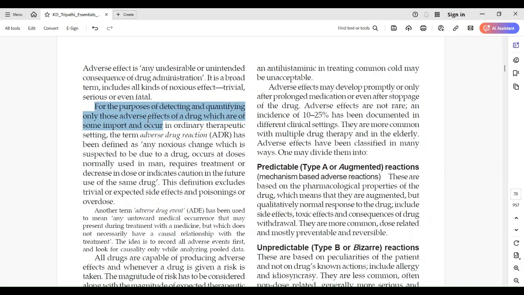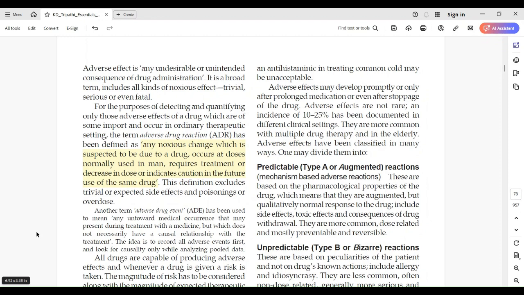For the purpose of detecting and quantifying only those adverse effects of a drug vehicle which are of some import and occur in an ordinary therapeutic setting, the term adverse drug reaction has been defined as any noxious change which is suspected to be due to a drug, occurs at doses normally used in man, requires treatment or decrease in dose, or indicates caution in the future use of the same drug.